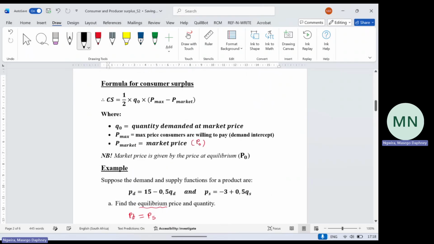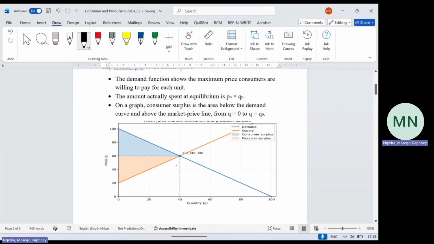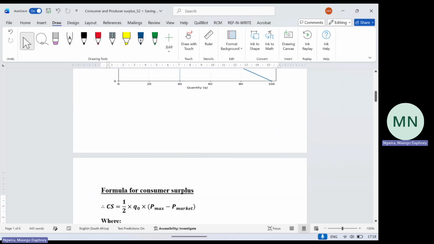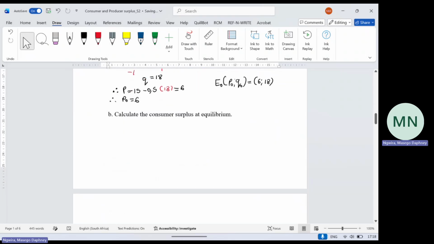So it means that if I was to draw the graph, that point will be here. Okay, this side will be 18, this side will be 6. I hope that makes sense. Yes, if I was to draw the graph, this side will be 18, this one will be 6. Okay. All right, and then now we move to number B.